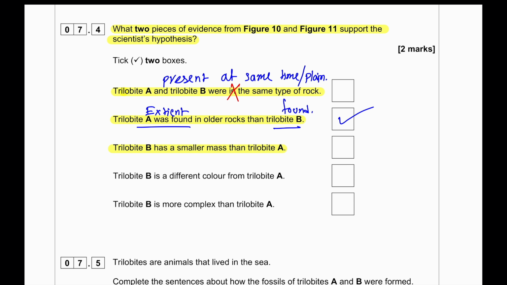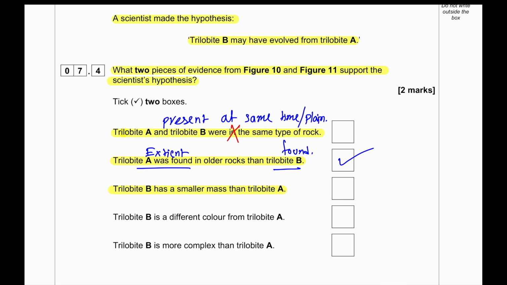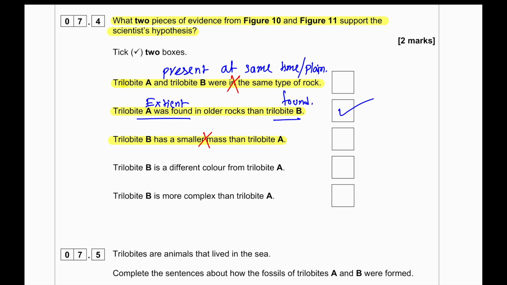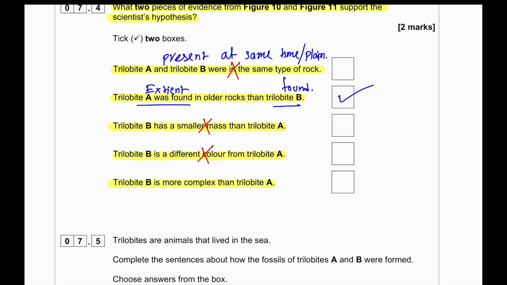Trilobite B has a smaller mass than trilobite A. This does not signify that trilobite B may have evolved from trilobite A. Trilobite B is a different color from trilobite A. Different color cannot tell us that one organism has evolved from another. Trilobite B is more complex than trilobite A. This is definitely a complex organism developed much later than a simpler organism. So trilobite A is simpler and trilobite B is complex, so it must have evolved in this direction.